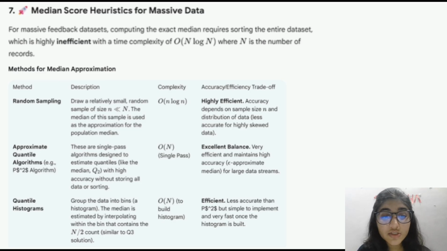Now the quantile histogram. It groups the data into bins. The median is estimated by interpolating within the bin that contains the n/2 count. Its complexity is O(n), and it is efficient. It is less accurate than P-square, but simple to implement and very fast once the histogram is built.